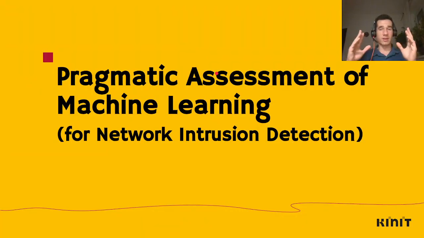So that was it. That was the first part on the 10 most common pitfalls. And the second part will focus on how we assess our machine learning model pragmatically. It will be focused on network intrusion detection, but I believe the principles could again be applied to many other domains. So how do we assess, or what is the pragmatic assessment?